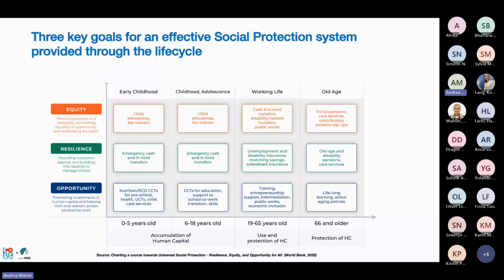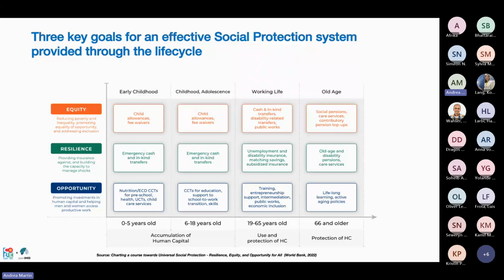Then we have resilience, which includes providing insurance against and building the capacity to manage shocks, and opportunity, promoting investment in human capital and helping men and women access productive work. So for each of these different age groups, there are programs that can be targeted in supporting people. For example, that can be child allowances or fee waivers. That can be emergency cash and in-kind transfers.